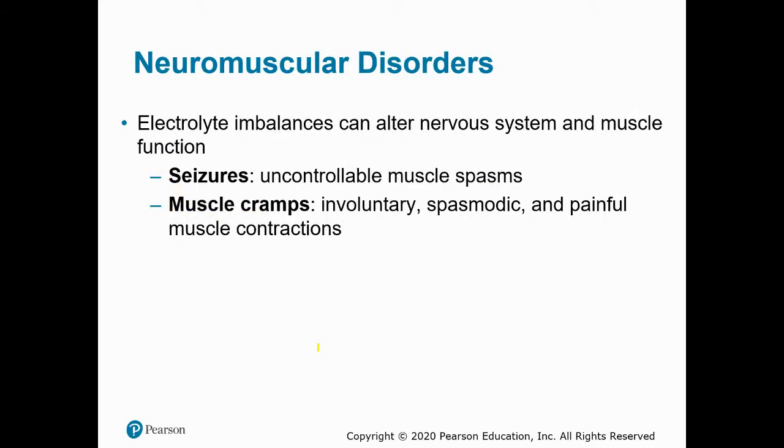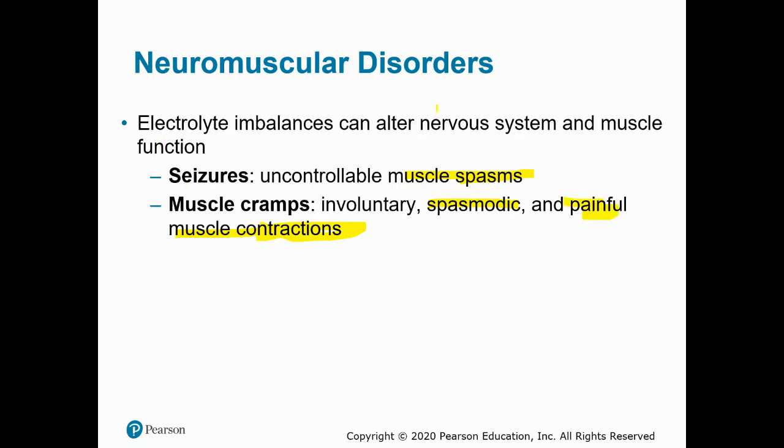Then we can also see neuromuscular disorders associated with fluid and electrolyte imbalance. We can see seizures and muscle cramps. Seizures are uncontrollable muscle spasms, and muscle cramps are involuntary, also spasmodic muscle contractions, where the muscle might contract and not let go, right? And that can be pretty painful.